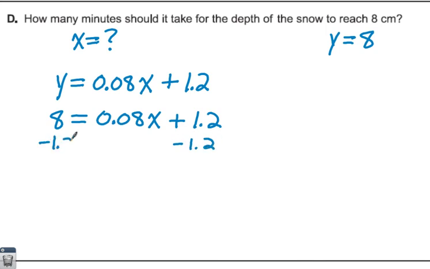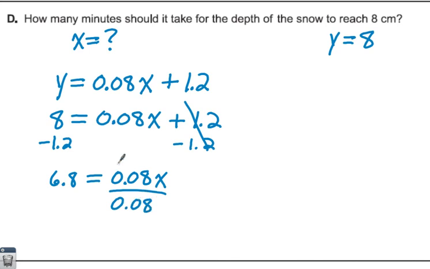Solve for x. What is this, 6.8? So we have just 0.08 x over here. 8 minus 1.2 is 6.8. And so we're going to divide by 0.08 to get x by itself. Calculator time. 6.8 divided by 0.08 is 85.